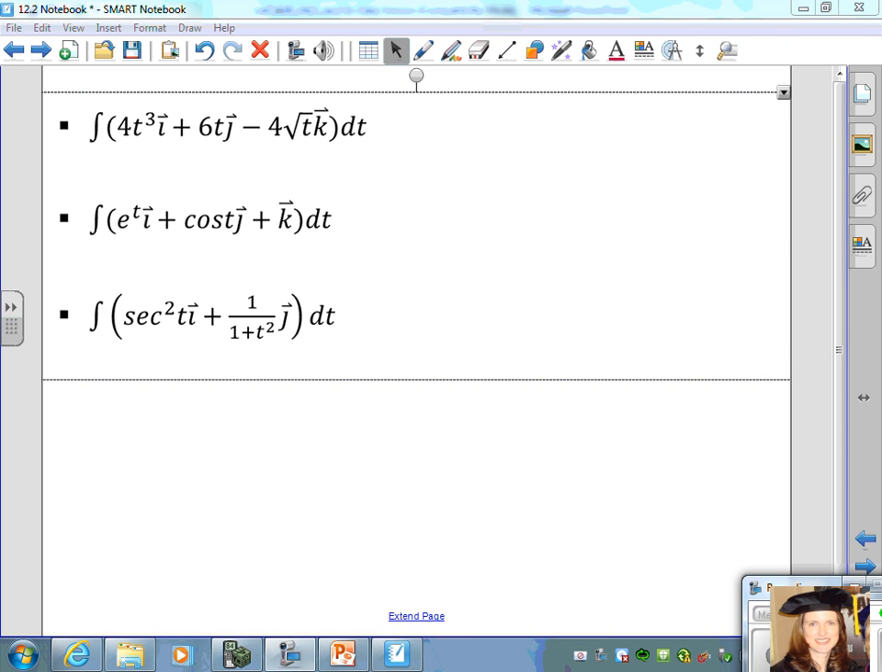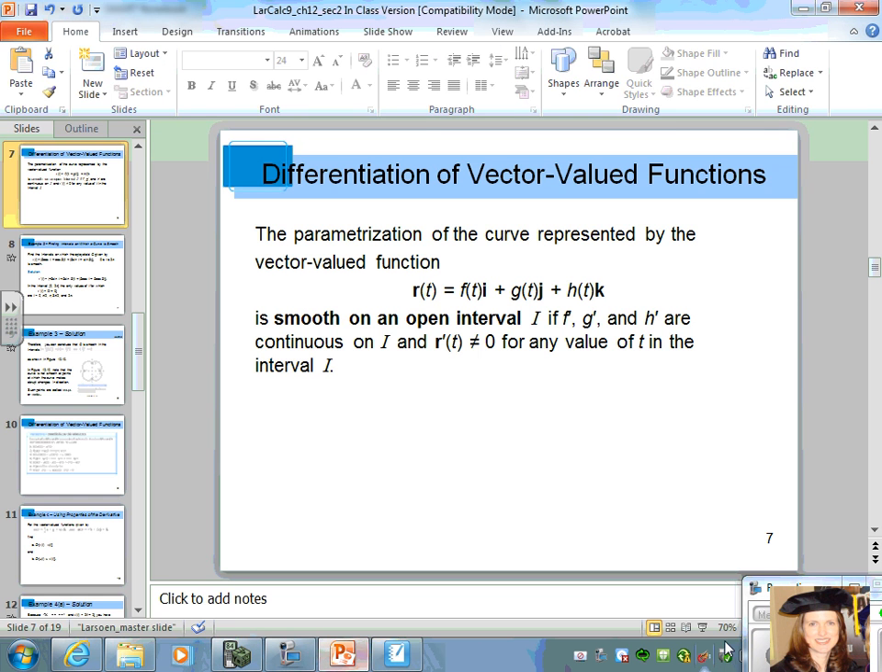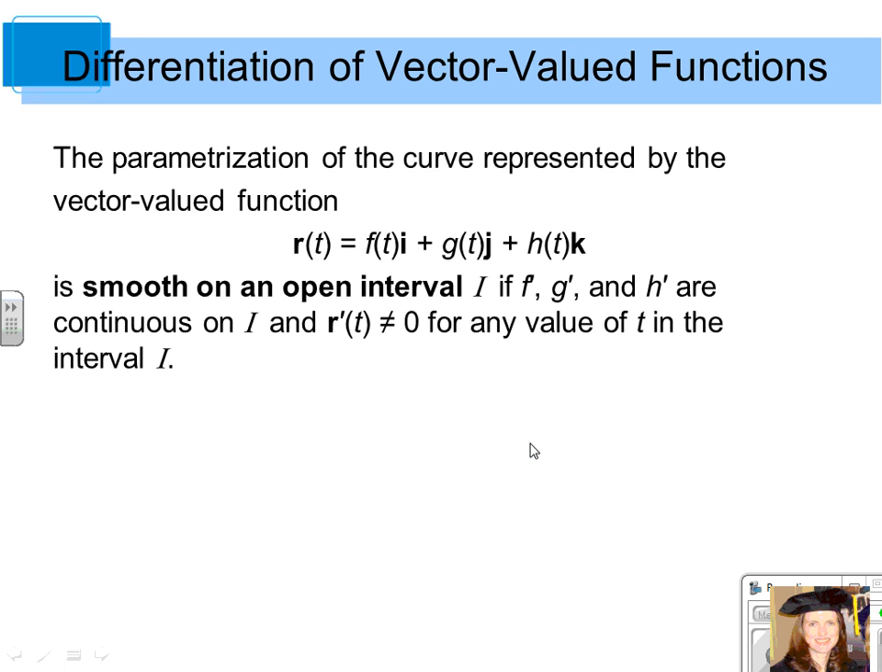Here are some examples of integration of vector valued functions, but before we get to these, let's talk about what it means to be smooth on an open interval. The parametrization of the curve represented by the vector valued function r of t, which is equal to f of t i plus g of t j plus h of t k, is smooth on an open interval I if f prime, g prime, and h prime are continuous on that interval, and r prime of t does not equal 0 for any value of t in the interval.